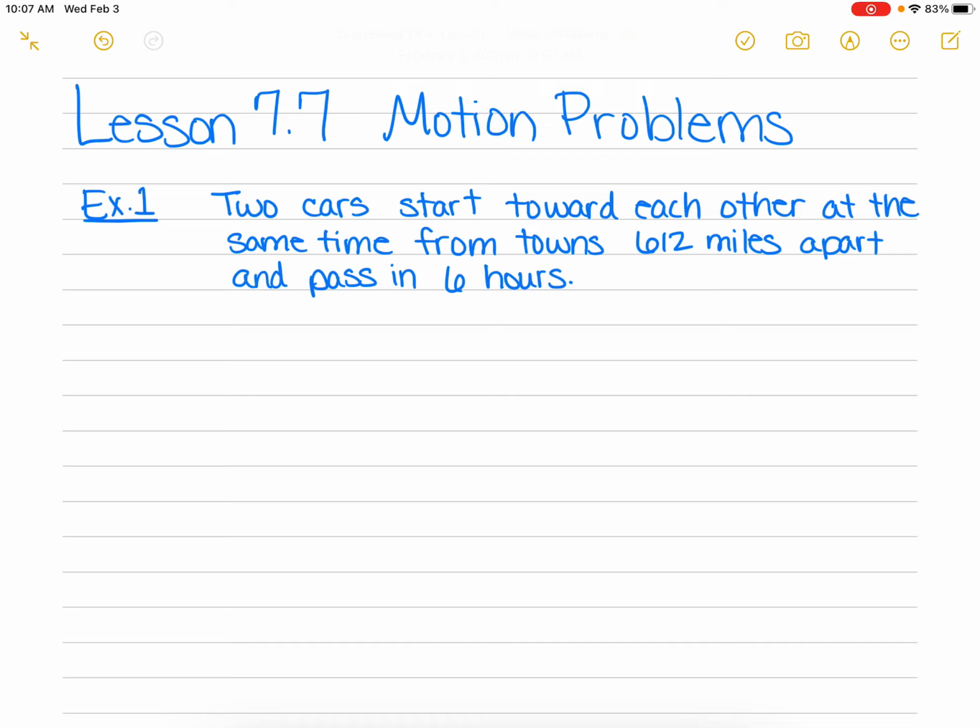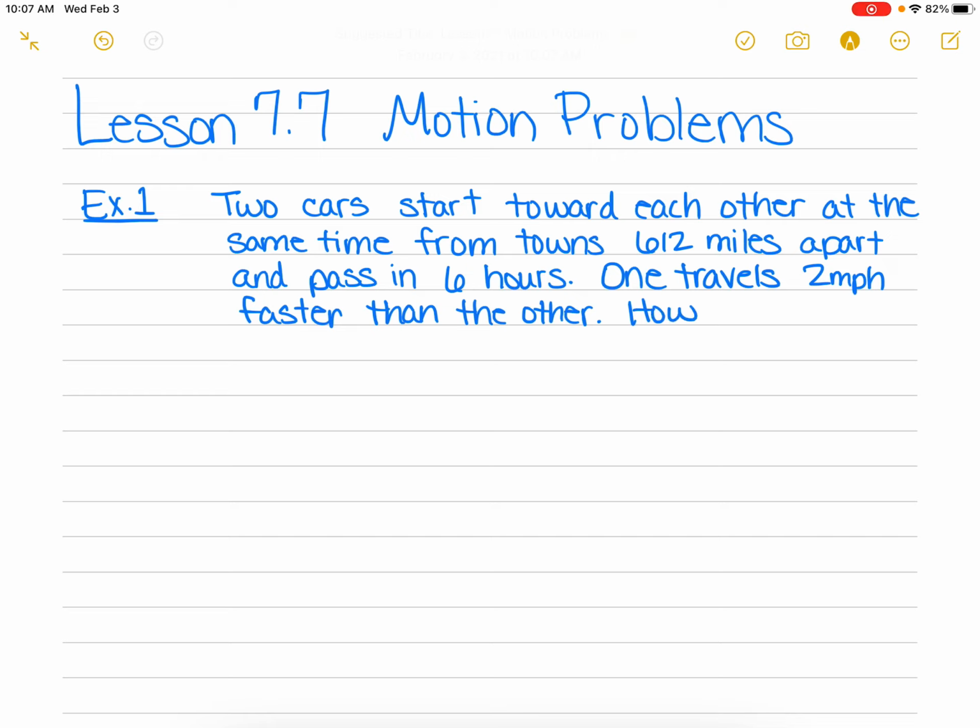So write down two cars start toward each other at the same time from towns 612 miles apart and pass in 6 hours. One travels 2 miles per hour faster than the other. How fast is each car traveling?